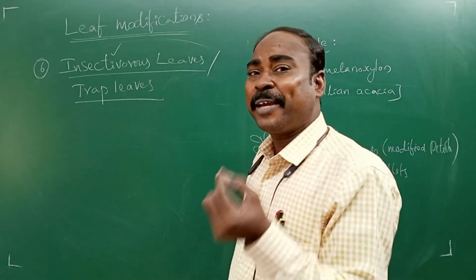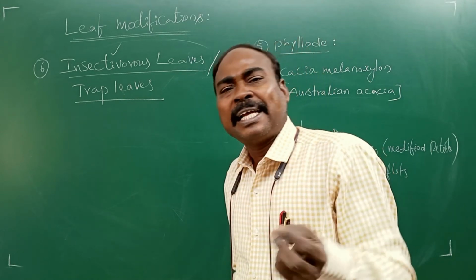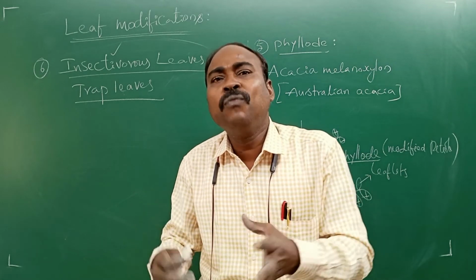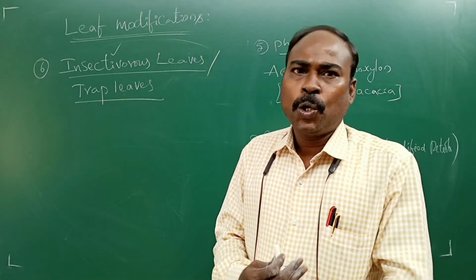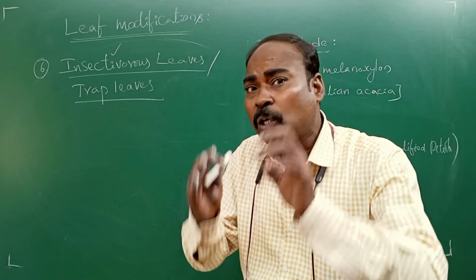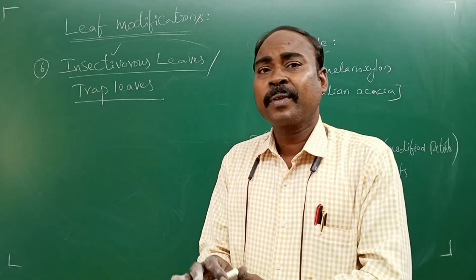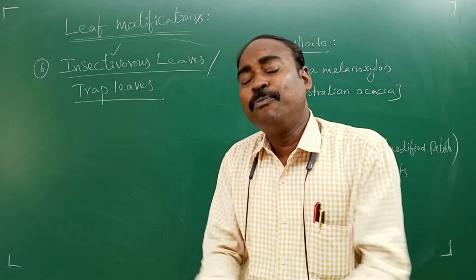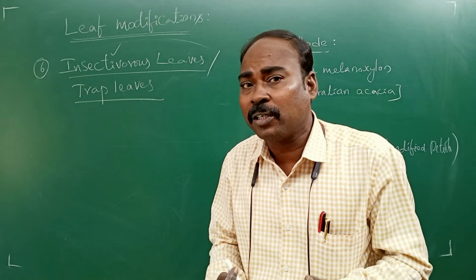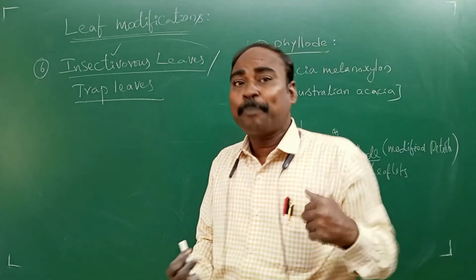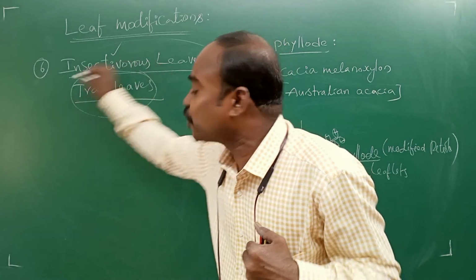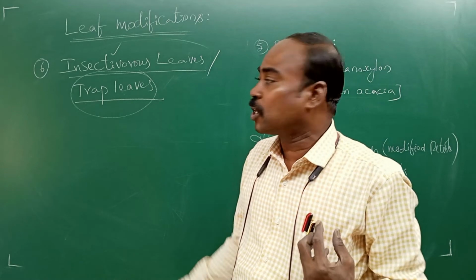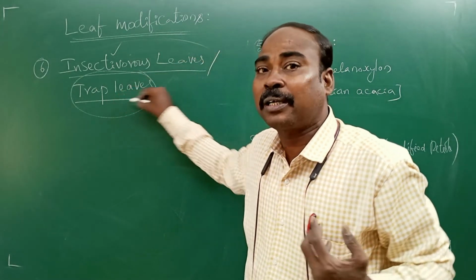By trapping the smaller insects, they digest the insects and get proteins from the insect body and fulfill their nitrogen content. So the plants which are growing in nitrogen deficiency soil, to get nitrogen for their nutrition, have the leaf modified into different organs that trap the insects. Such leaves which are useful to trap insects are said to be insectivorous leaves or trap leaves.